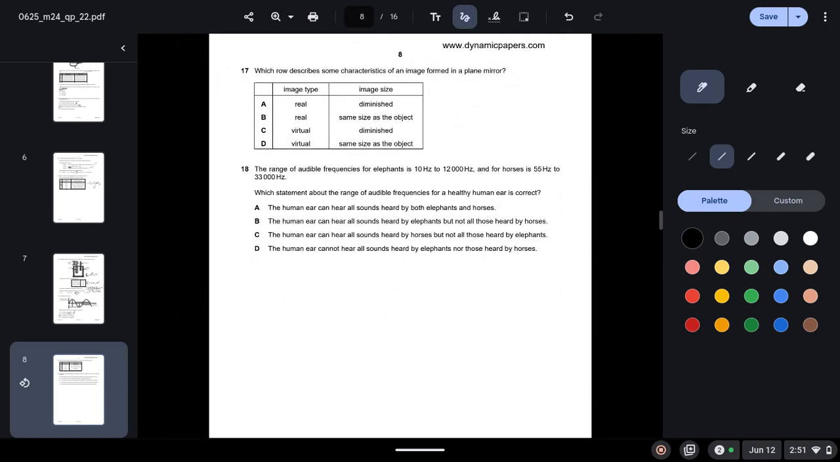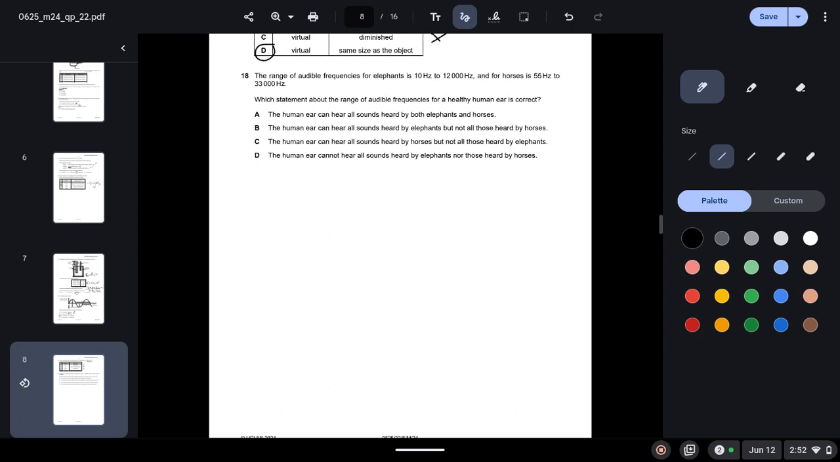17. Which row describes some characteristics of an image formed in a plane mirror? Let's go through the options. A, real, diminished, this is incorrect. Image formed in a plane mirror is neither real nor diminished. Real, same size as the object. It is of the same size, but it is not real. Virtual, diminished, is also incorrect. Virtual and same size as the object, this is correct.